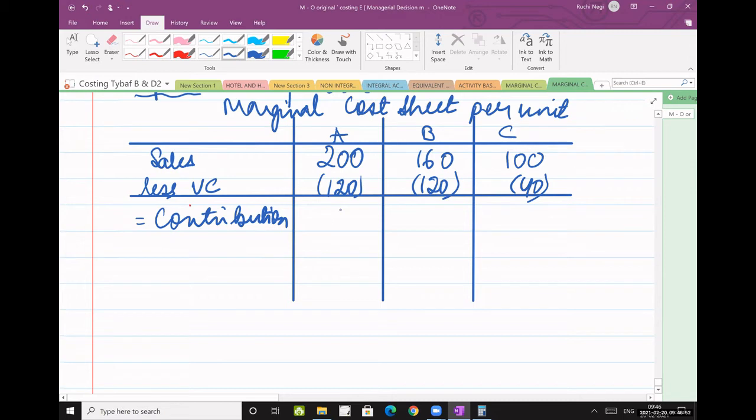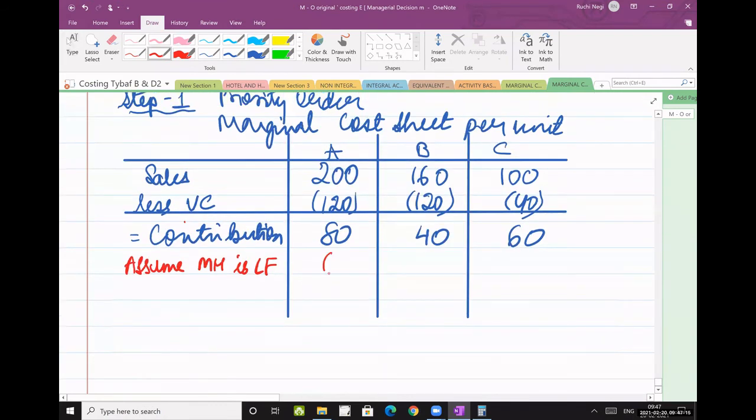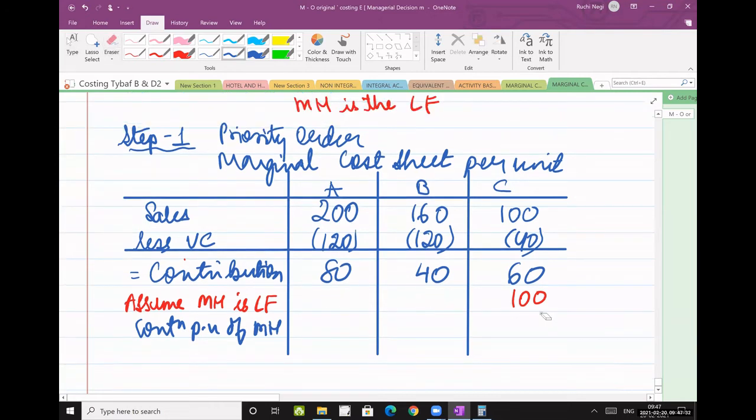This is 80, this is 40, and this will be 60. Okay, and now assume machine hours is limiting factor. कितना assumption लिया मैंने: 60, 40 और 100. So the next step will be what? Contribution per unit of machines. Okay, so now see, how will I do this?